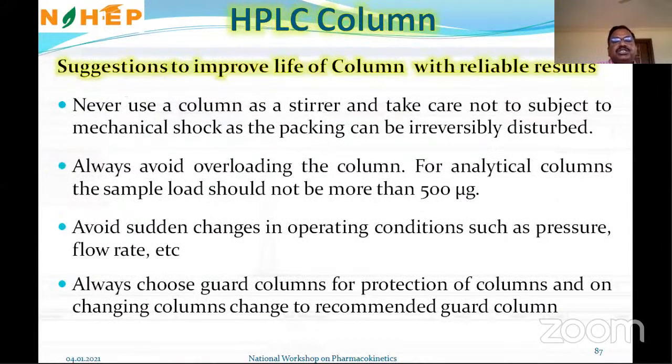Coming to the suggestions to improve the life of the column with reliable results. The first one is never use the column as a stirrer, and take care not to subject it to mechanical shock, as the packing can be irreversibly disturbed. Next, always avoid overloading the column. For analytical columns, the sample load should not be more than 500 micrograms. Avoid sudden change in operating conditions such as pressure, flow rate, etc.